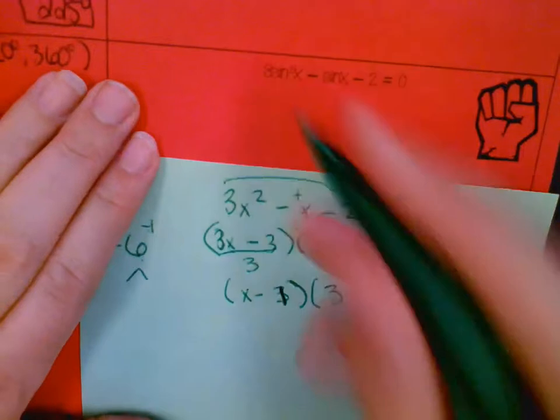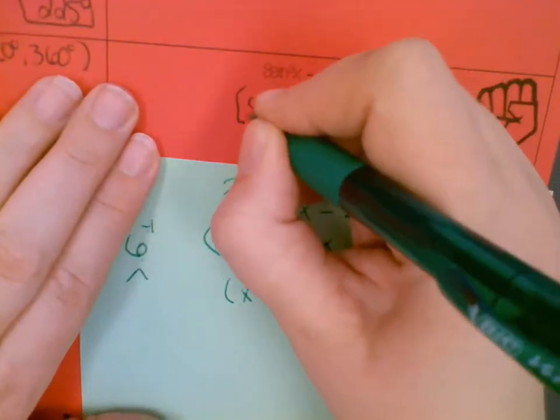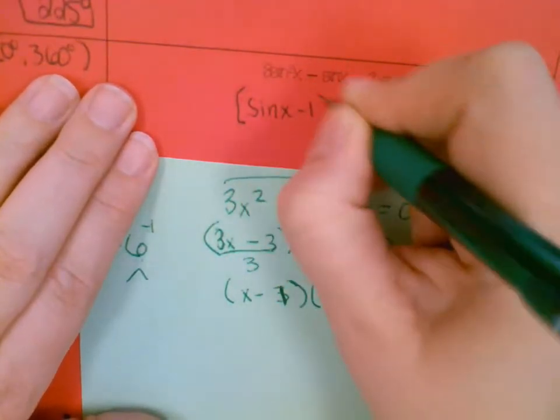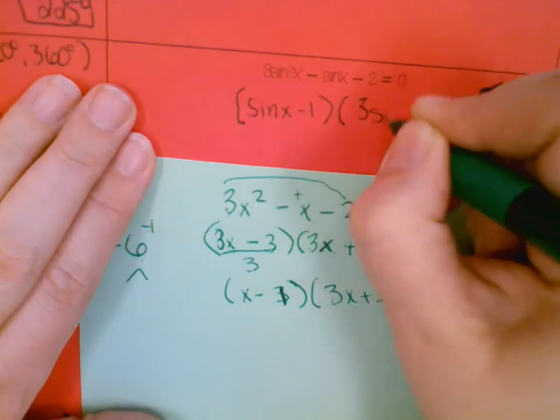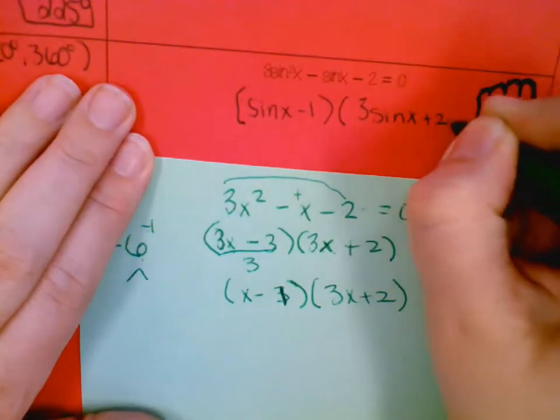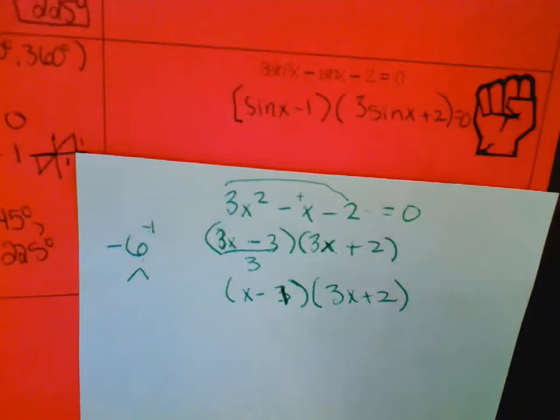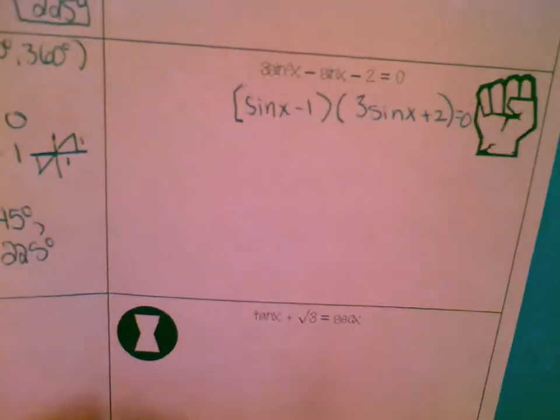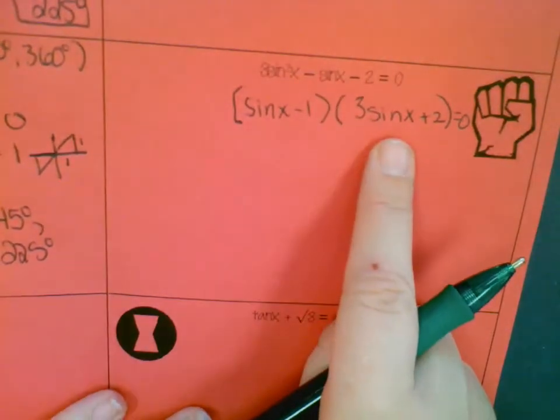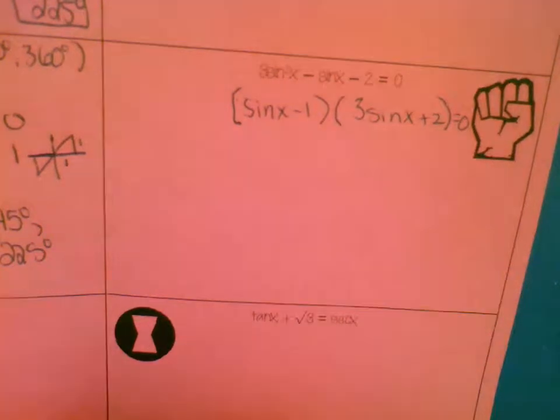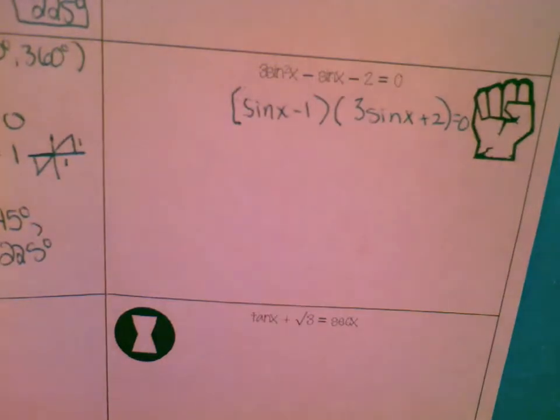So if we go back, we would have sine of x minus 1 times 3 sine of x plus 2 equals 0. So go ahead and split it up. From this half, you're going to have to use your calculator to get a decimal answer. So pause your video, solve it, and then when you come back, we will go over the answer.